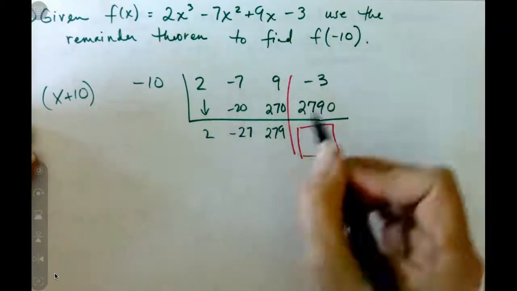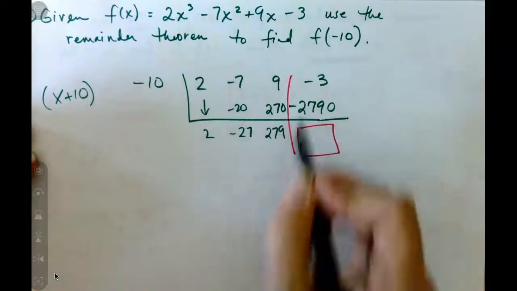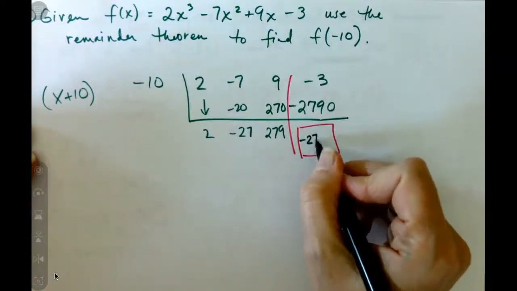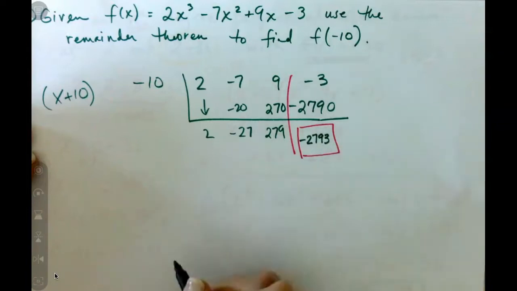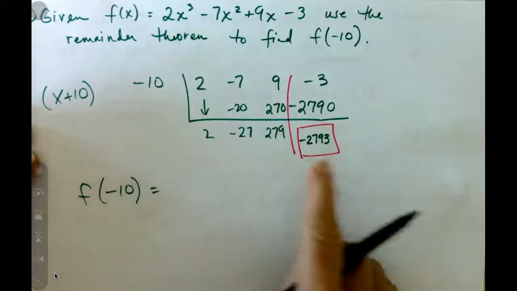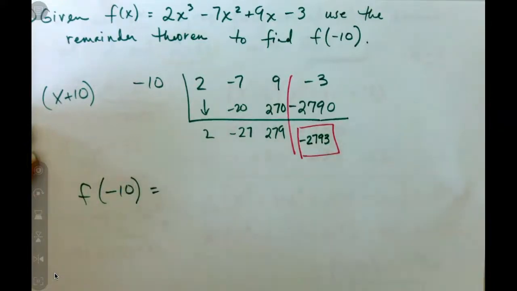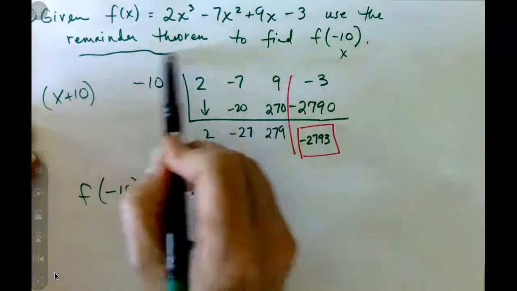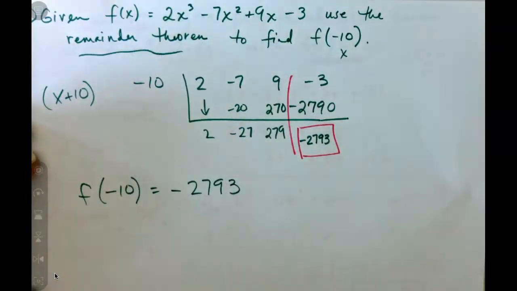Negative 10 times 279 is 2,790. Negative 10 times positive. And then finally, add those together, we get negative 2793. So, f of negative 10 is equivalent to that remainder. It's the evaluation of the f function when x equals negative 10. So, negative 2,793 by the remainder theorem.